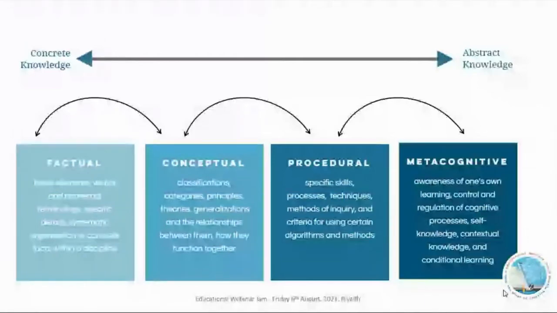Then he applies different skills, techniques, methods of inquiry, certain algorithms, principles. He applies them practically. And finally, he gets himself aware of his own learning. And then he tries to control it. He tries to monitor it, regulate it, this process with conditional learning: where I have to apply that, where I have to apply a part of it or the whole of it. So how I evaluate it. I hope so far the theoretical element is clear to you.